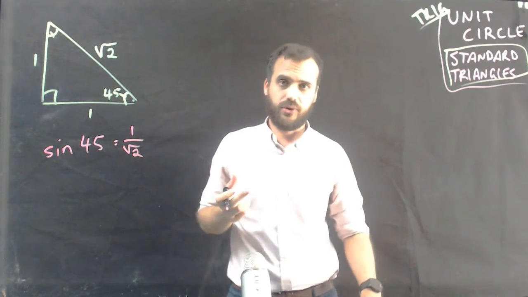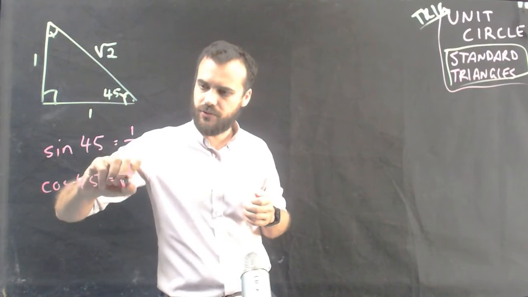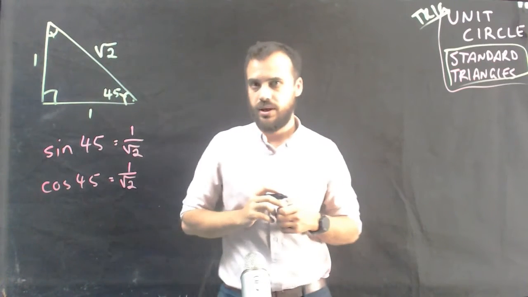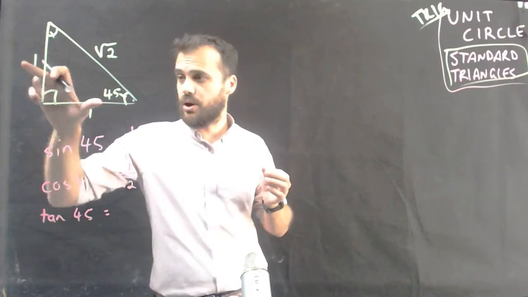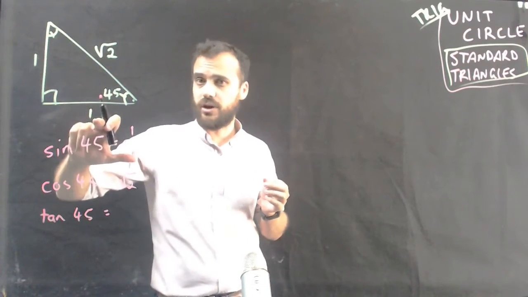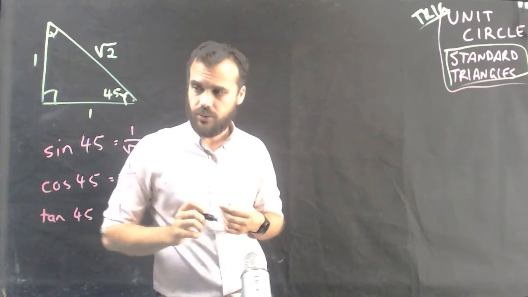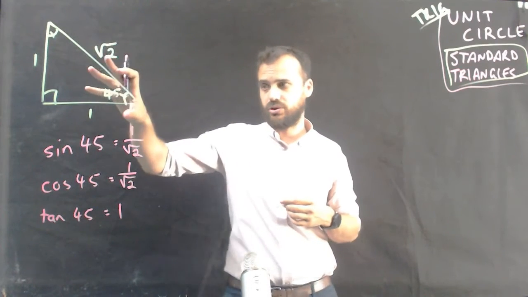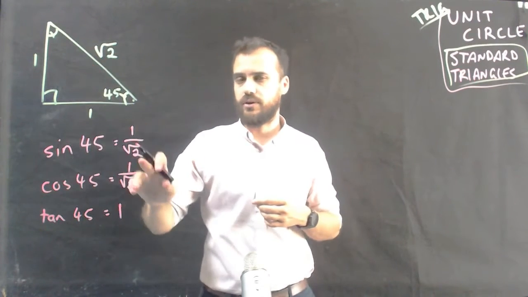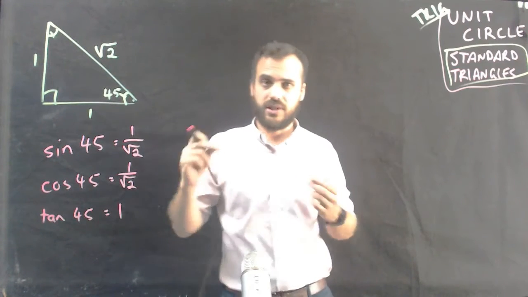What about cosine 45? So that's adjacent over hypotenuse, again 1 over root 2, and finally tan 45. Tan 45 is equal to opposite over adjacent, which is 1 divided by 1, and 1 over 1 is equal to 1. So there's our first standard triangle, and more importantly, using our standard triangle, we know that sine 45 is 1 over root 2, cosine 45 is 1 over root 2, and tan 45 is equal to 1.